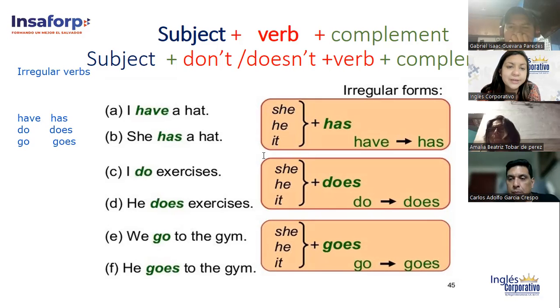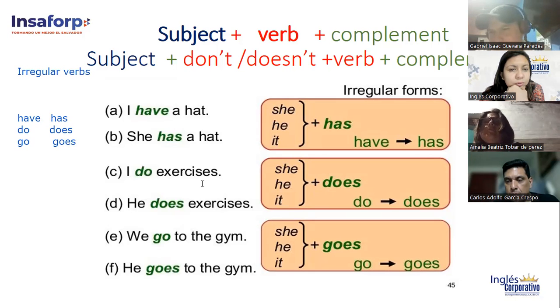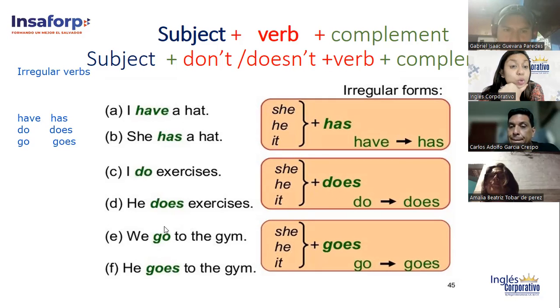Good. Gabriel, what is your question? When I know the difference between do and those two verbs and auxiliary. How can I know the difference between when they are using it as an auxiliary and when they are using it as a verb? Have, do and does. Do and does.